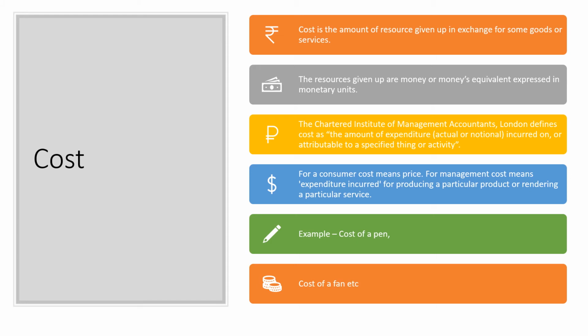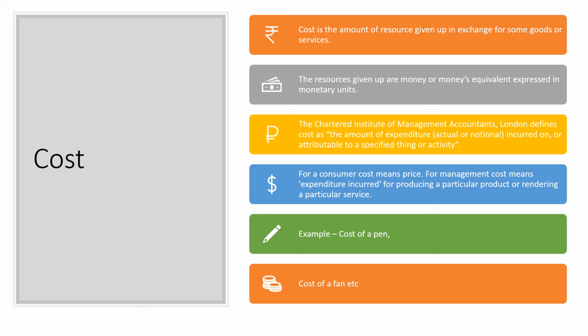So if I am manufacturing a book, the expenditure incurred to manufacture that book is called the cost of the book. So the resources given up here are money or money's equivalent, which are expressed in monetary terms. So anything which I am taking in exchange for manufacturing that book should be measured in terms of money or money's worth.